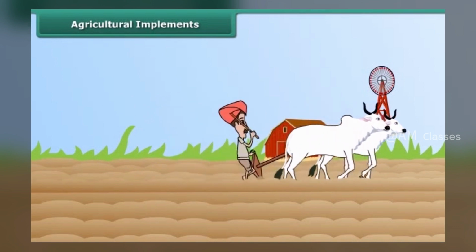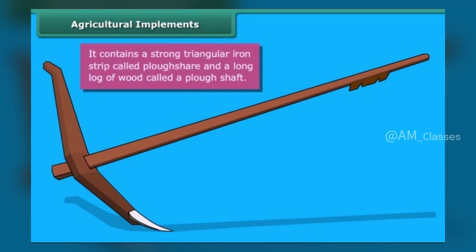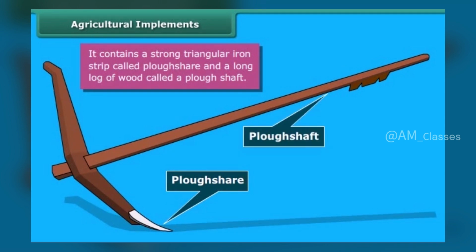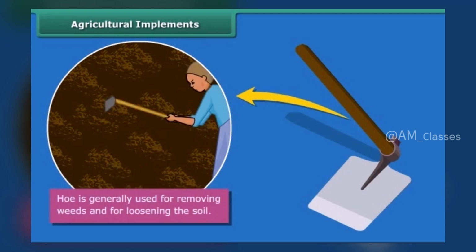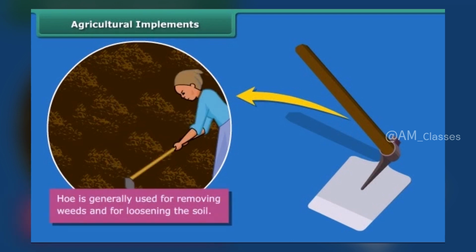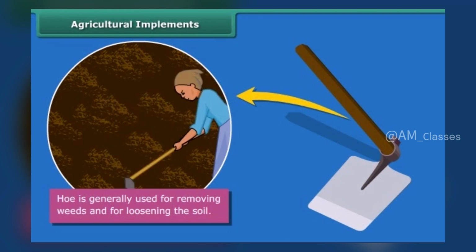As we can see, the plow is made of wood. Let us see its structure. It contains a strong triangular iron strip called plowshare, and the main part of the plow is a long log of wood called plow shaft. Another tool used in plowing is a hoe. It is used for removing weeds and for loosening the soil. It has a long rod of wood, and a strong, broad and bent plate of iron works like a blade.